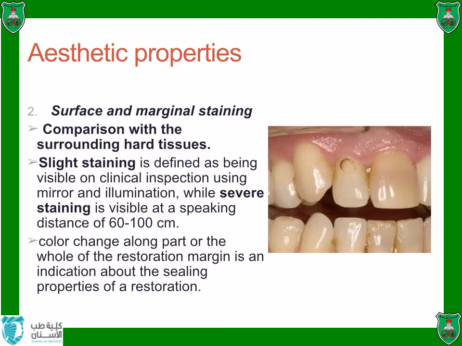Now, color change is usually an indication about the sealing properties of the restoration. Why will we have staining or marginal staining around composite? It could be due to many reasons. Maybe there is a problem in the placement technique of the restoration. Maybe there is degradation of the margins or fracture of the restoration or fracture of the adjacent enamel. So there will be a small gap, and this gap will allow plaque accumulation and bacteria there, and this will lead to staining over time.